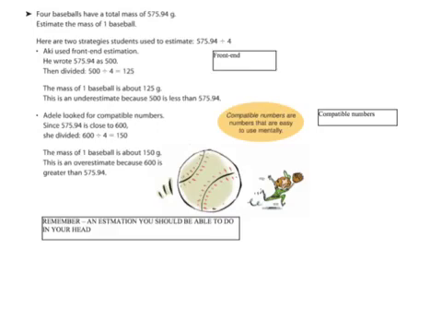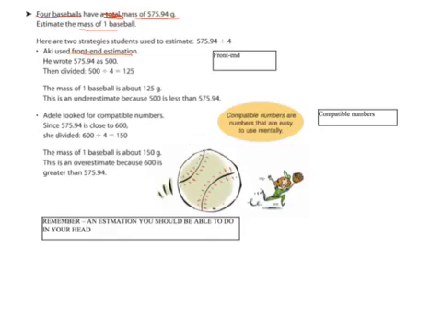We can also use estimating to divide. So, for example, here we have 4 baseballs, total mass of 575.94 of a gram. And we want to find out how much it is for 1. So we're taking a total and we're dividing it into 4 individual groups to find out how much it is for 1. Here we're going to use front-end estimation.